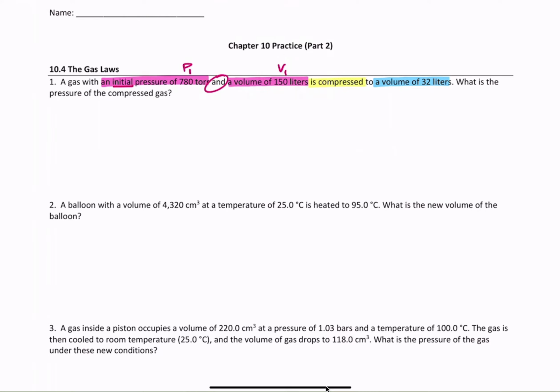Therefore, this is the final volume. This is our new volume after the stress is applied to the system. It's going to be our V2. And now we're looking for the pressure of the compressed gas. So we're looking for P2.